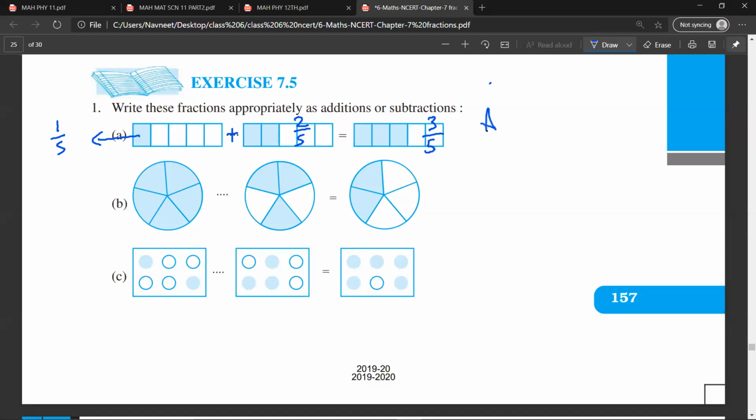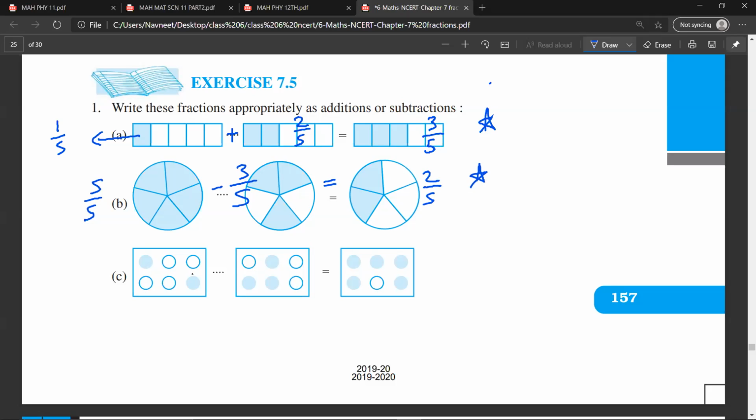Okay, perfect. This would be equal to 5 by 5 minus 3 by 5, which is equal to 2 by 5. Perfect. Third one, 4 by 6 minus 3 by 6 is equal to 1 by 6.